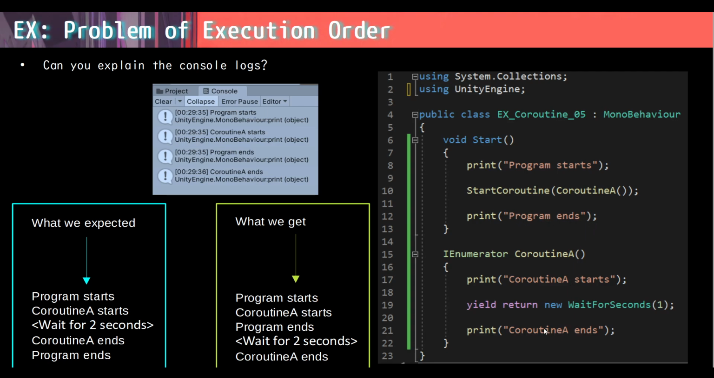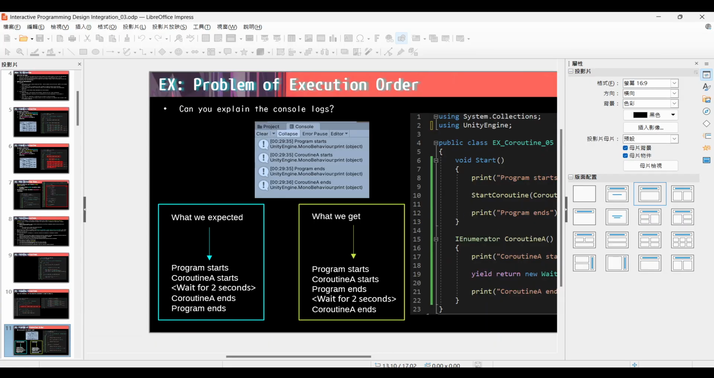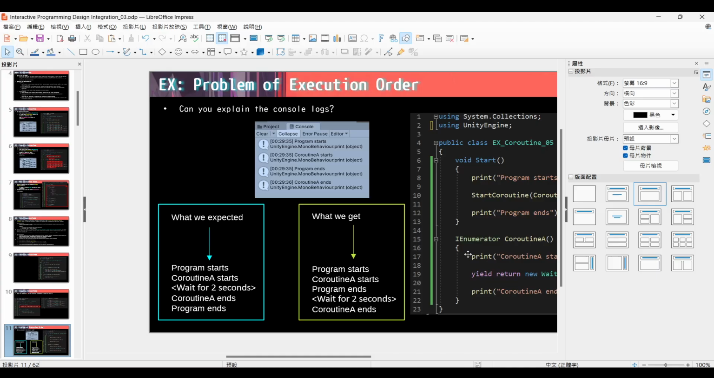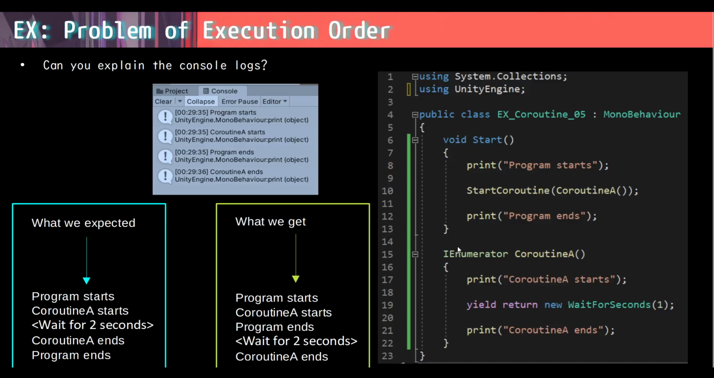Then in line number 12, we're going to print "program ends", but actually the program doesn't end because there is another coroutine which is still queuing for execution. Since the red line is finished but the green line is still active, the engine will know which coroutine is still running, and pass the control to the coroutine again. So that's why we are going to get "program ends" before we see "coroutine A ends".